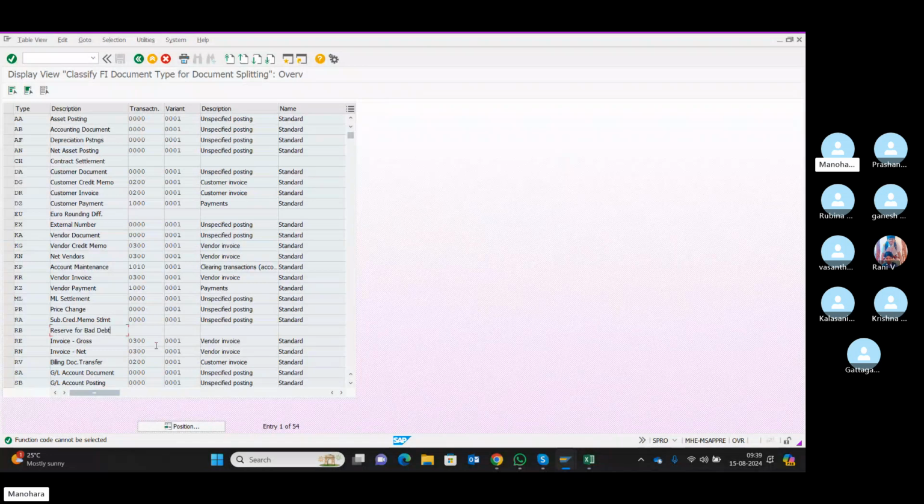Whenever you create the documents, they come here automatically. No need to create new documents here. See, this is RV, a customer document. It is a standard document, the customer invoice.